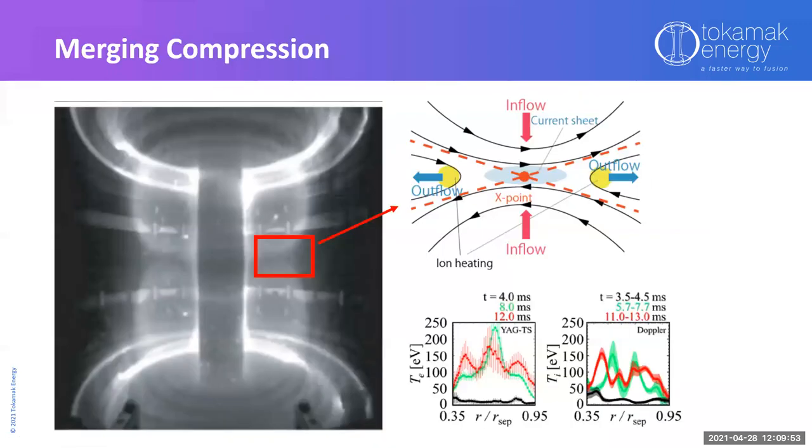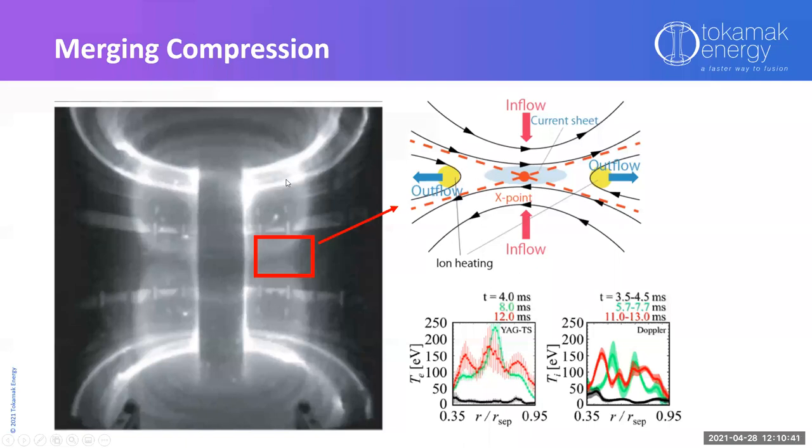Okay, so here is the technique used for starting the plasma, which is called merging compression. You remember the two coils that I was mentioning before. The plasma is generated around the merging compression coils, and then the two blobs of plasma are pushed towards each other. You have an X point of the magnetic field, and once the conditions are right, this X point will undergo magnetic reconnection. Once you have magnetic reconnection, the energy in the magnetic field will be transferred to the plasma, changed into thermal energy.